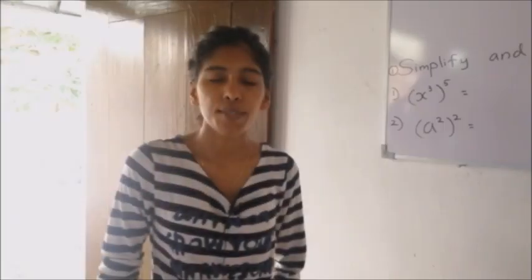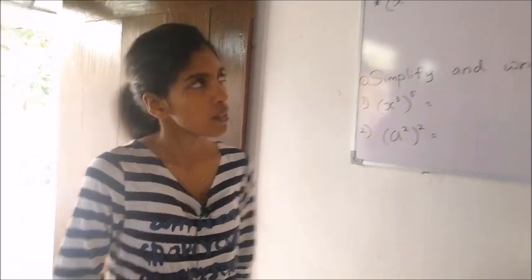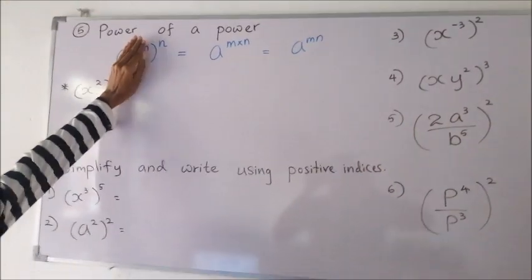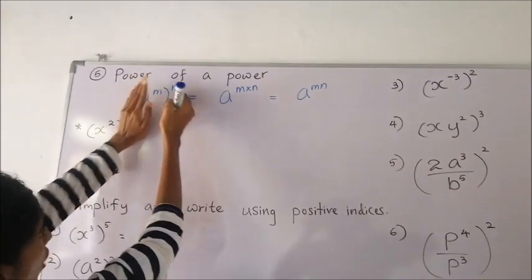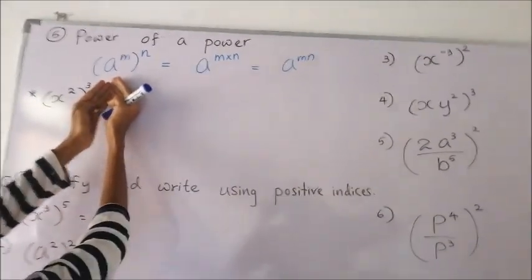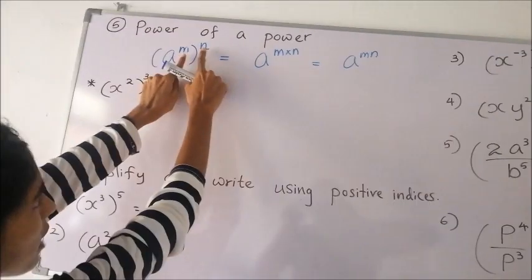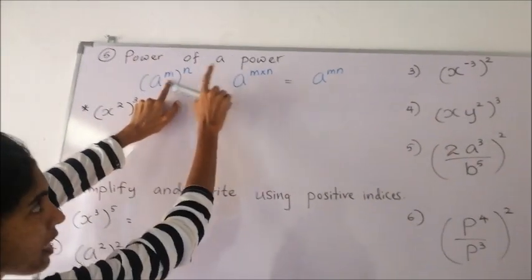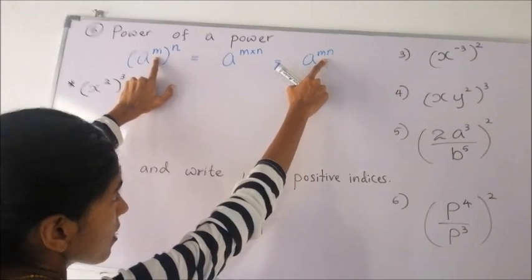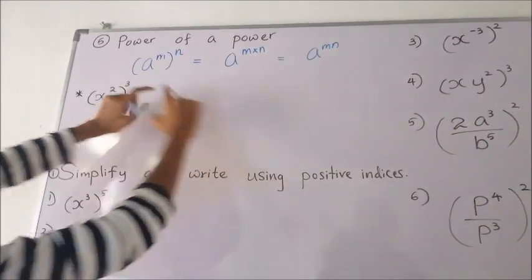Our final section is power of a power. That means we can see a power of another power, right? Simply we need to multiply the two indices. Two indices can be seen, both should be multiplied and kept as the common index, mn, right? We will see how it happens.